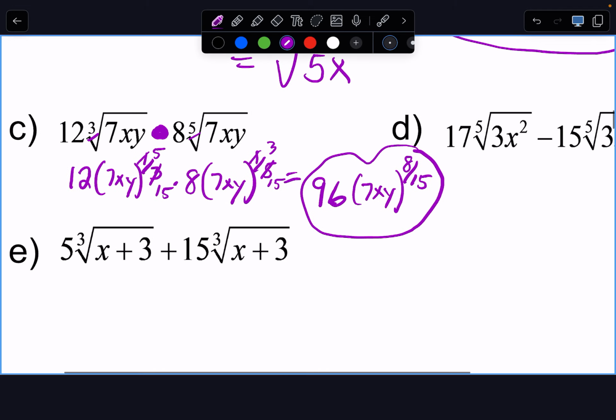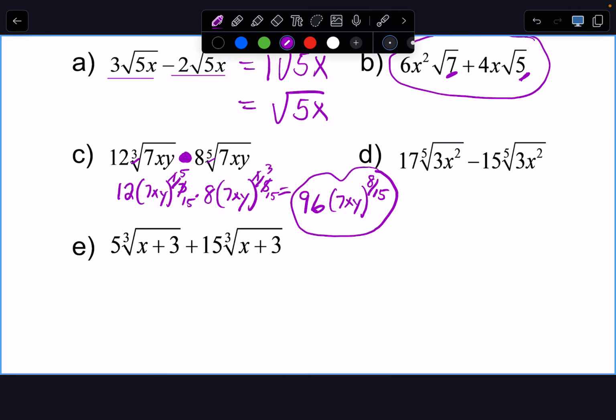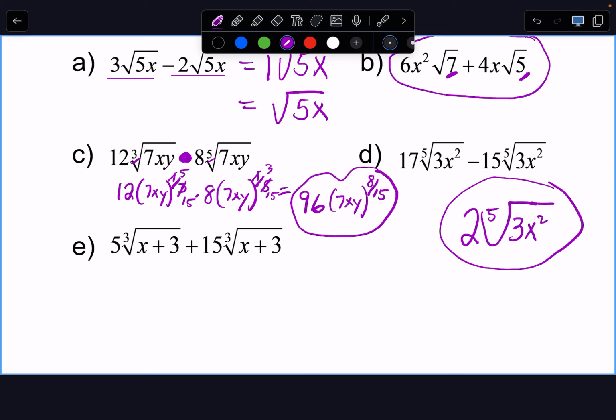But now, back to adding. For letter D, I got 17 fifth roots of 3x squared minus 15 fifth roots of 3x squared. What do you think? Yeah, they're like radicands. So what do we have left over? 2 fifth roots of 3x squared. Woohoo! Some of my students made this a 9x squared.